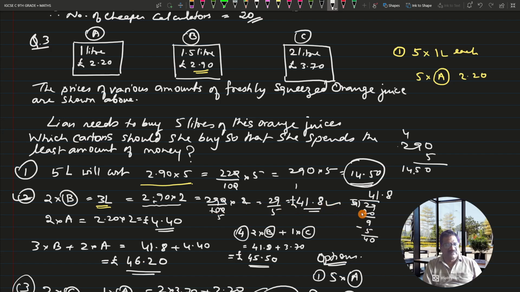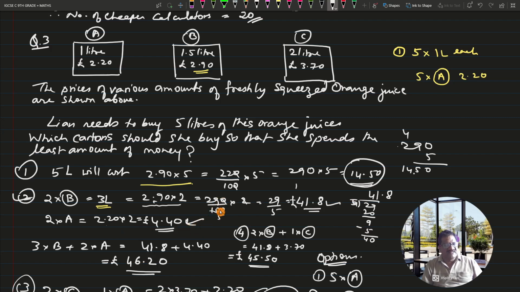It is 41.8 pound. But this is 3 liters, and 2 more liters you want. So suppose she goes for 2 liters from packet A. The amount she'll have to pay will be 2.20 per liter into 2, that is 2 liters, and this will work out to 4.40.